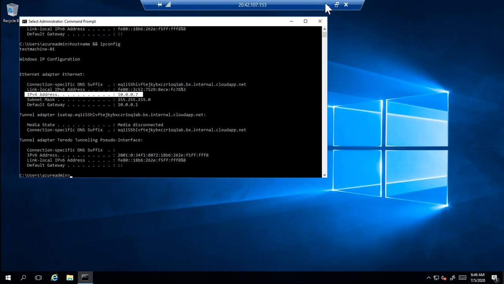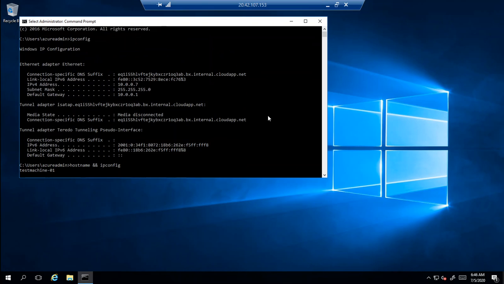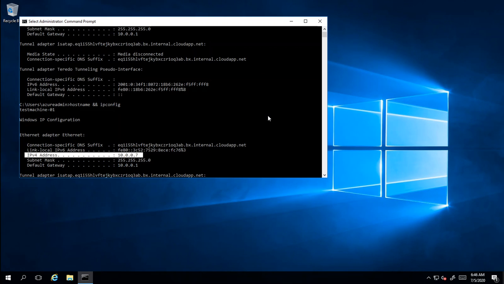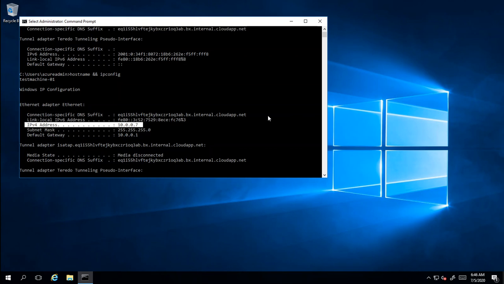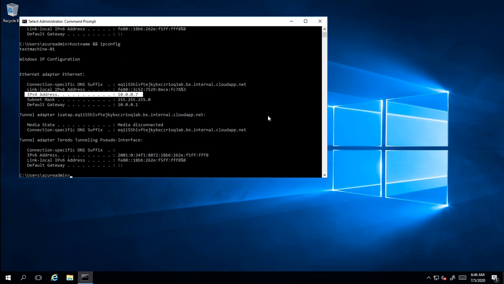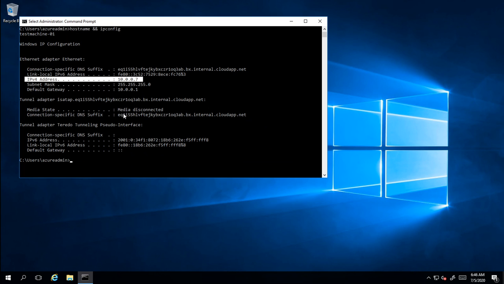So now we know how to find our IP address by typing ipconfig, and also we know how to find our host name and IP address at the same time. Later on, as I said, we're going to go over this and view what this information is and how it can also be useful for us.